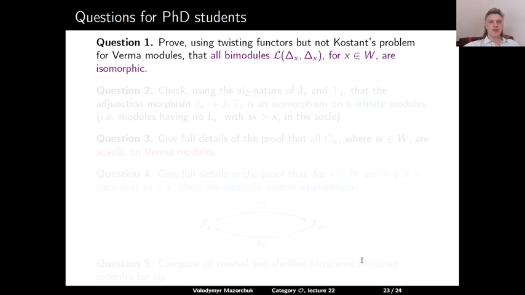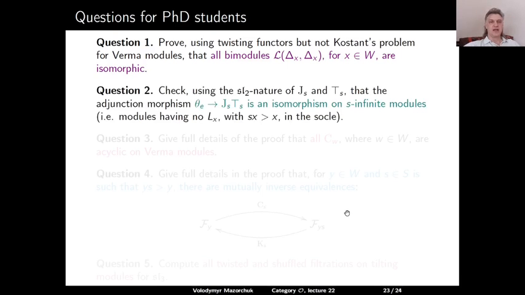Question number 1. Prove using twisting functors, but not Kostant's problem for Verma modules, that all bimodules L delta x for x in W are isomorphic. Question number 2. Check using the SL2 nature of GS and TS that the adjunction morphism theta E to the composition of GS-TS is an isomorphism on S-infinite modules, that is on modules which do not have any Lx with Sx greater than x in the socle.